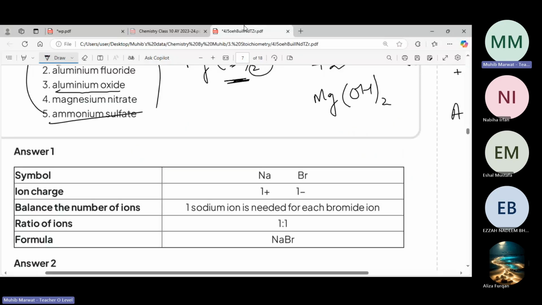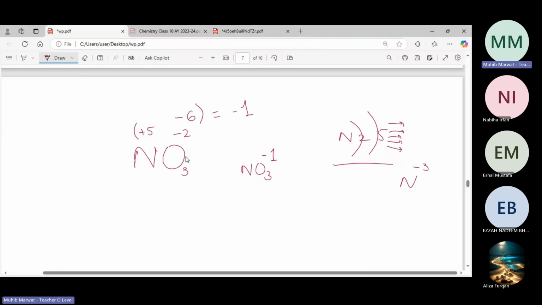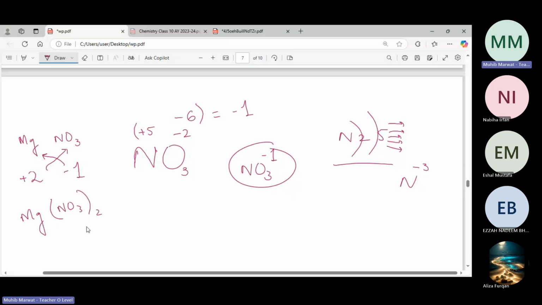And magnesium, we know that magnesium is in group 2, right? So magnesium will have a +2 charge, and we have calculated NO3 as -1. So again, cross multiplication rule, Mg has only 1 and NO3 will have 2. Is it clear? So magnesium nitrate.